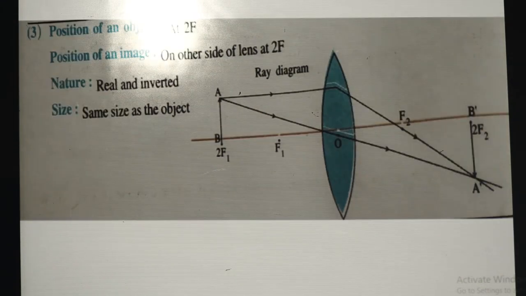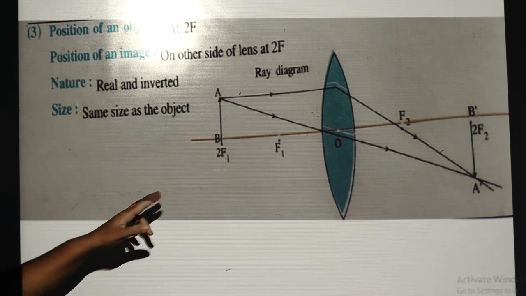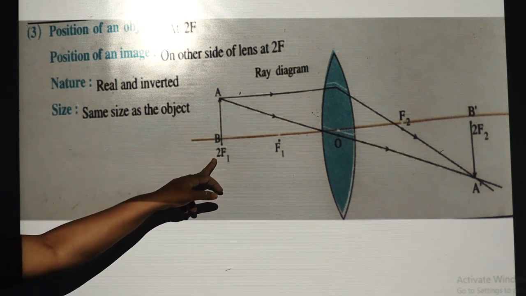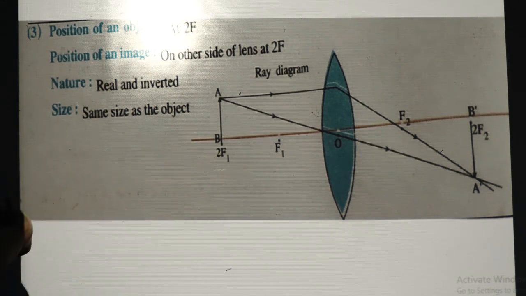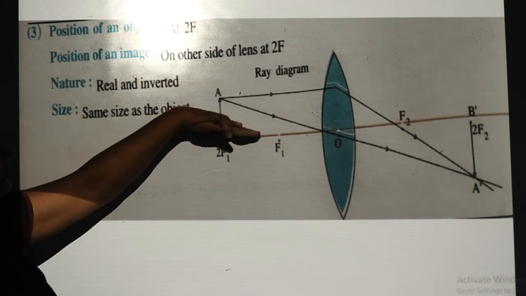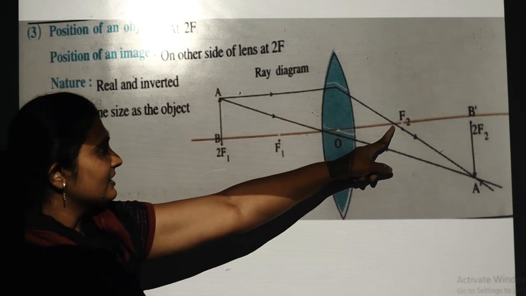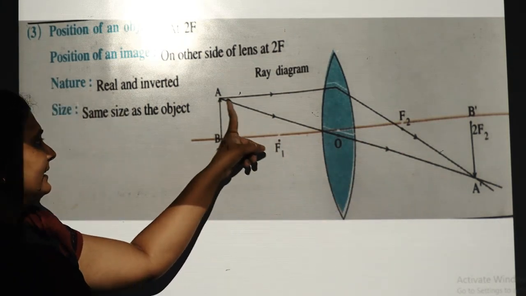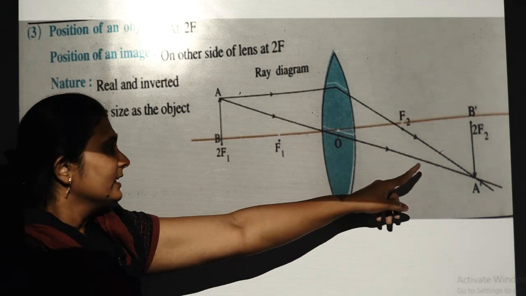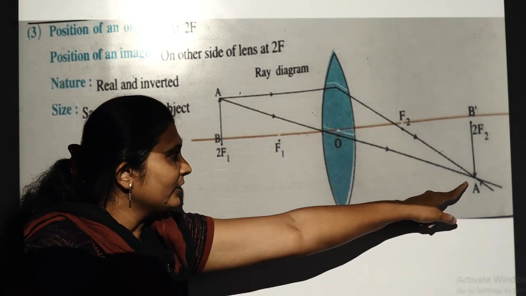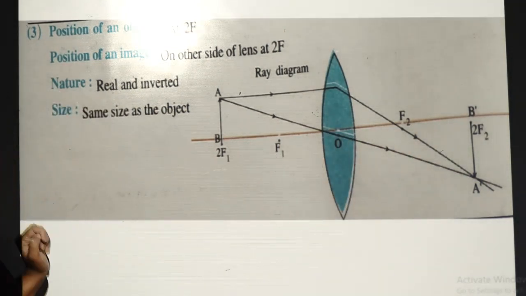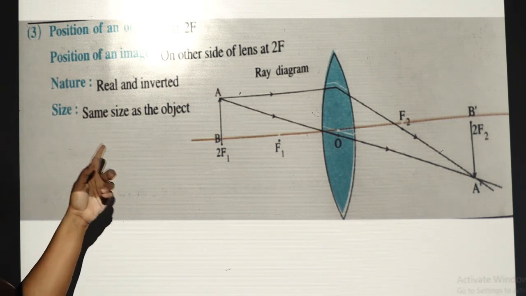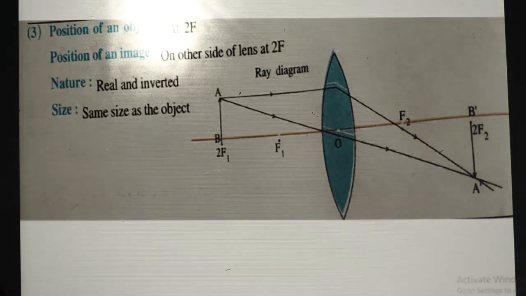Next one, position of object at 2f, which means when we put the object at the center of curvature, then after refraction this ray, which is parallel to the principal axis, passes through the focus, and when a ray moves through the optical center it doesn't change its path. Then both rays meet at this point, we get the image at this point. Nature, real and inverted, and what is the size? Same size as the object, both having the same size.